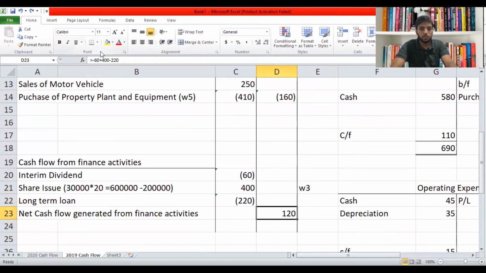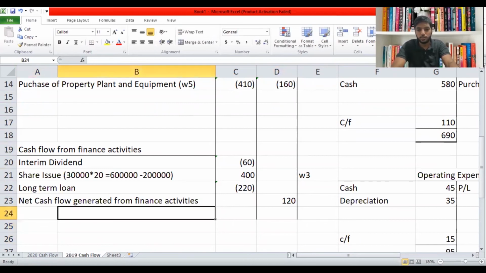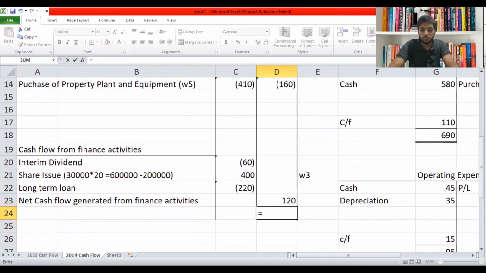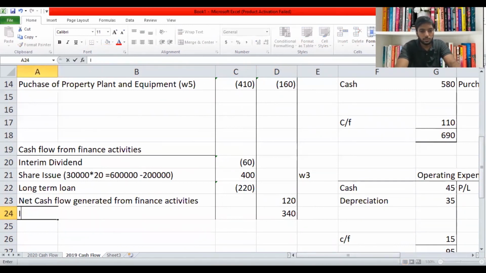So finally, I need to take my cash and cash equivalent. I just want to know is it an increase or decrease here? It's an increase. So 380 minus 160 plus 120, 340. So we can write increase in cash flow generated during the period. I can write increase in net cash flow.